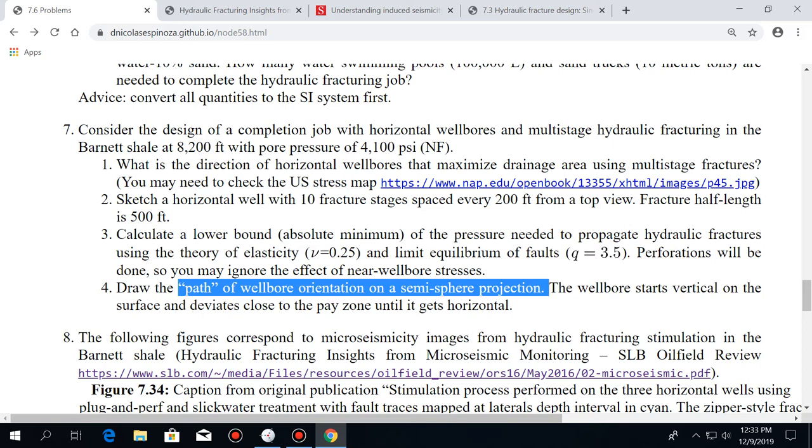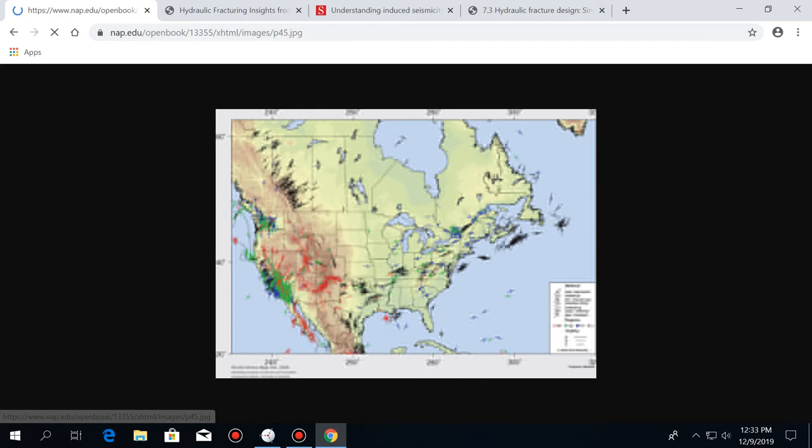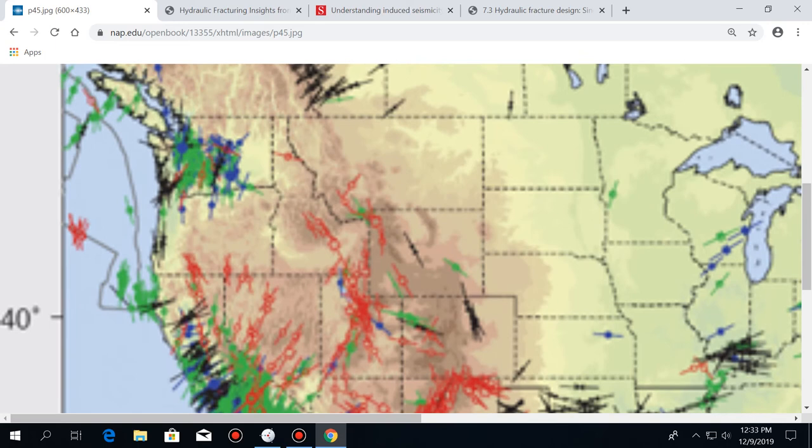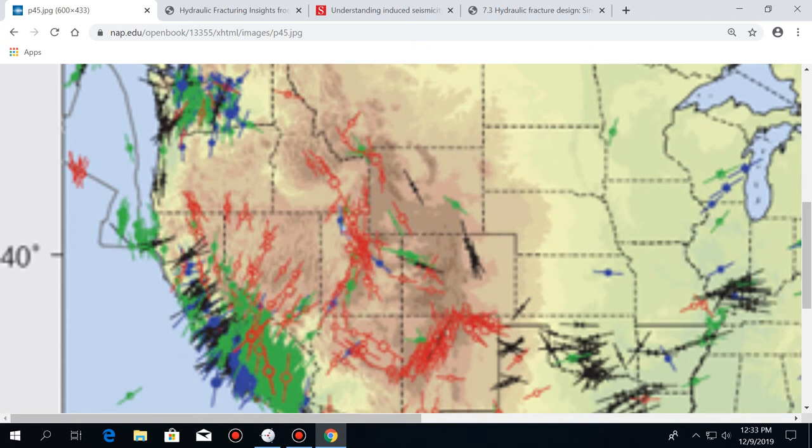All right, let's do, for example, one example over here. If you were to drill a wellbore here in the DJ Basin in Colorado, and considering that this is the direction of SH max, what would be the direction of your horizontal wellbore? North 60 east. So more or less somewhere over there, you're saying? Something like that? Everyone agrees with that?